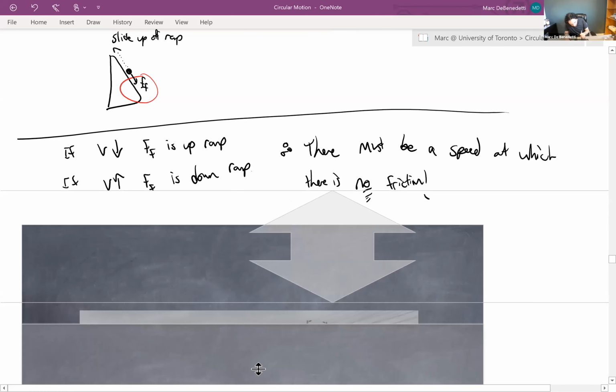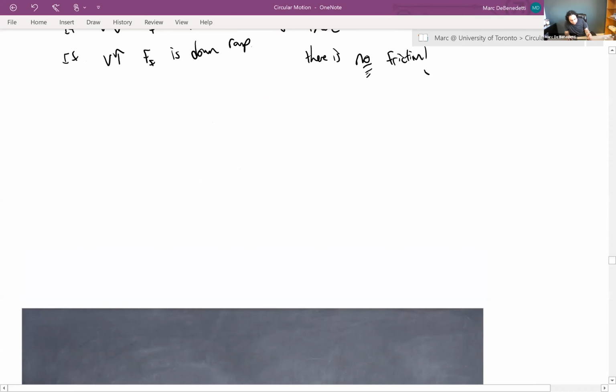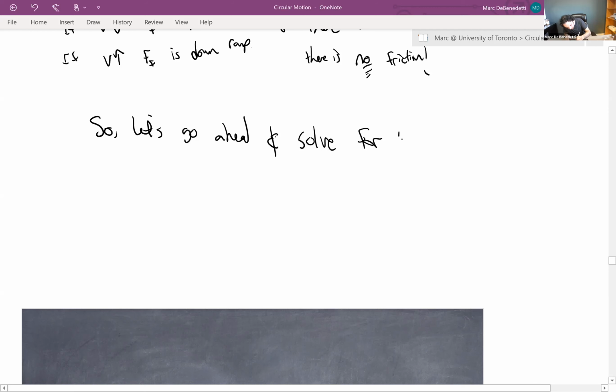Now, let's actually go ahead and solve for that. I can't write today. So let's go ahead and solve for this optimal speed.